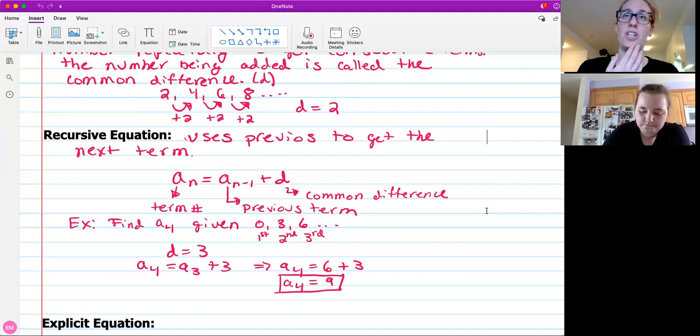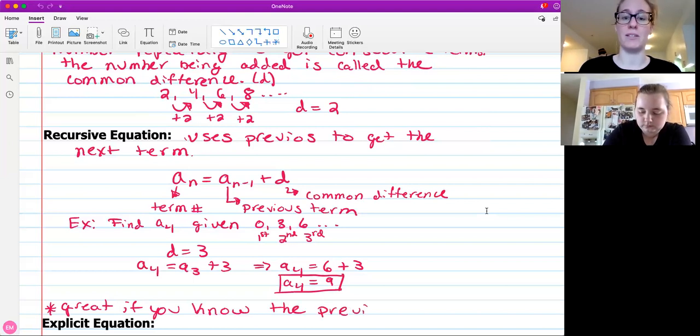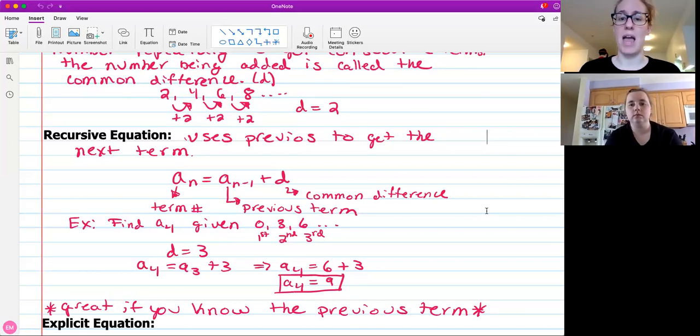Now, some of you had some questions on last night's homework dealing with problems 9 and 10. Both of those questions were in recursive formatting. It wasn't this exact formula, a sub n equals a sub n minus 1 plus d, but it was very similar. I think it was a sub n plus 1 equals a sub n plus 3 or something for problem number 9. So just make sure you're looking at the subscript. a sub n is the term that you're on or the term that you have previously been given.